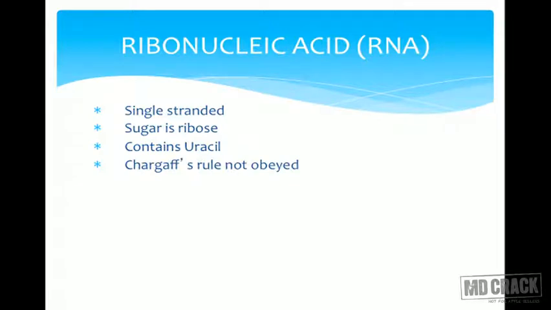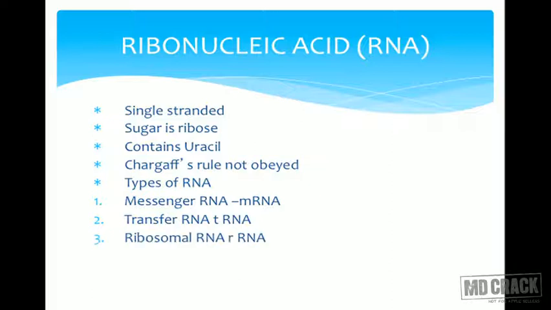That is, A plus T is not equal to G plus C, or A is not equal to T, or G is not equal to C, and the amount of purines is not equal to the amount of pyrimidines. Which are the different types of RNA? Messenger RNA, transfer RNA, ribosomal RNA, snRNA, hnRNA. One more is there, I'll talk about this. So mRNA, tRNA, rRNA and snRNA or small nuclear RNA.